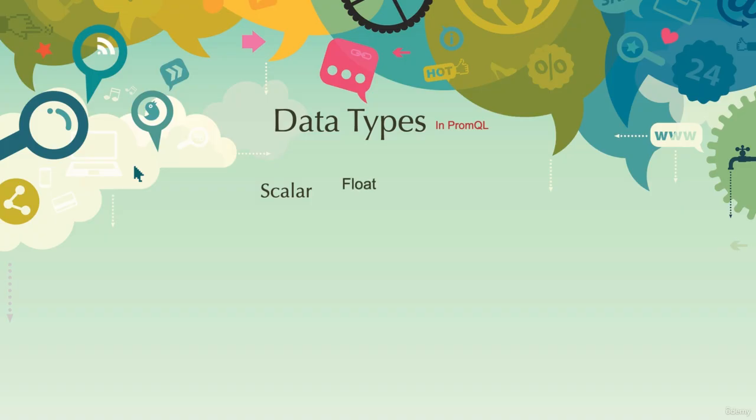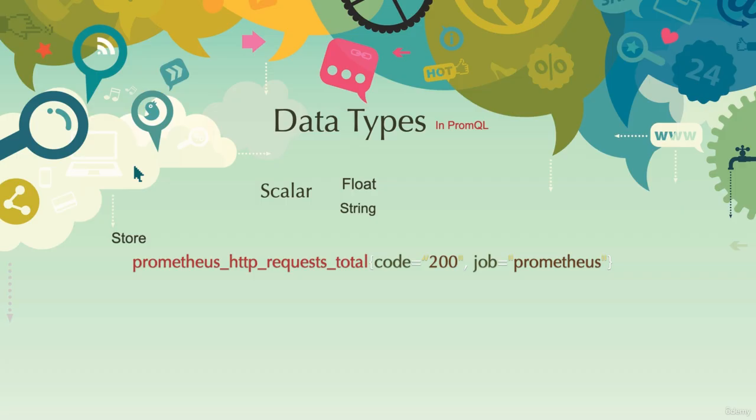The scalar data types can be float or string. When we say float, it also includes the integer values. For example, 1 is float, 1.5 is also float in the realm of Prometheus. So consider this example. In this example, we are storing a metric called Prometheus HTTP requests total that is accompanied by two labels. The first one is code, the second one is job.